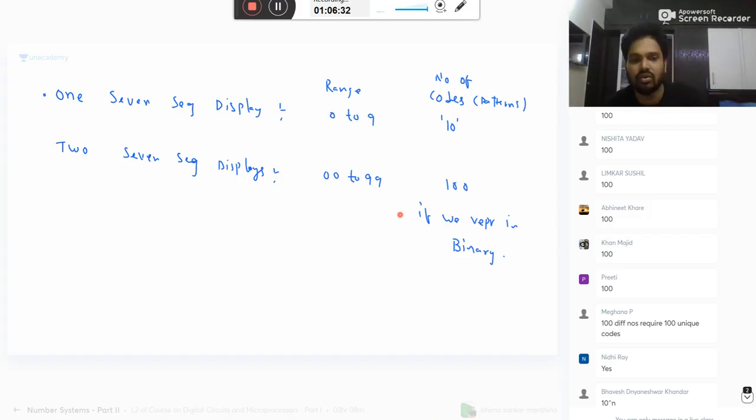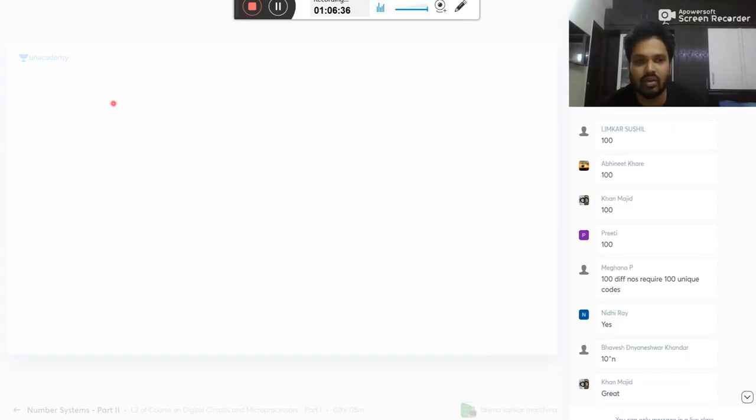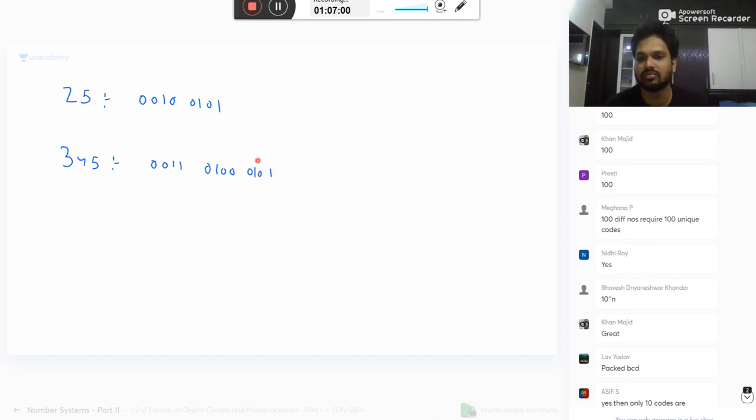So here you can go simply like this. If you have a number 25, don't represent 25 as a whole. Represent 2 separately, 5 separately. 345 is there. Don't represent 345. You represent 3 separately, 4 separately, 5 separately. What is the advantage here?